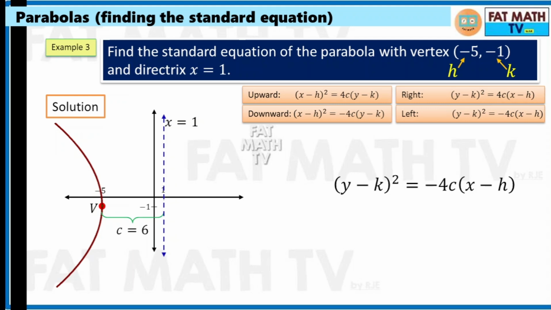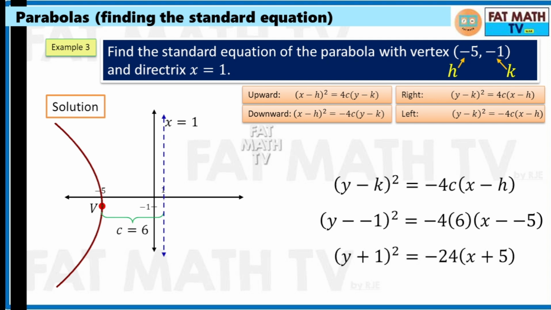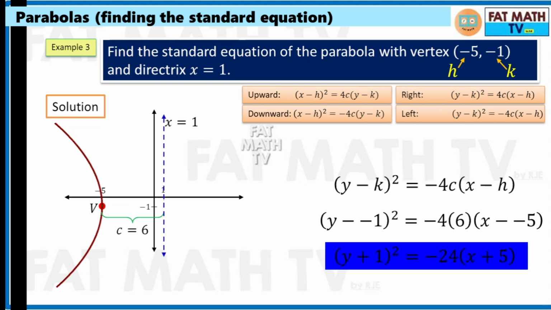That is going to be y minus negative 1 squared equals negative 4 times 6 times x minus negative 5. And then you can write that as y plus 1 squared equals negative 24 times x plus 5. And that is now the standard equation of the parabola with vertex negative 5, negative 1, and directrix x equals 1.